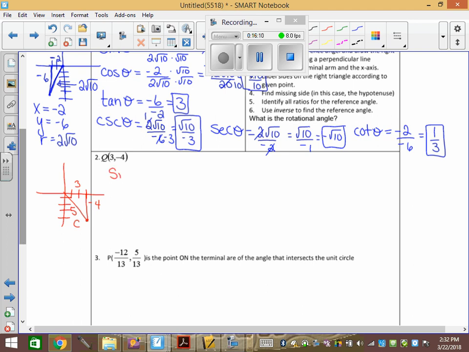So sine, your y over r, is negative 4 over 5. And then cosecant theta would be negative 5 over 4. Or if you have 5 over negative 4, same thing. Okay?